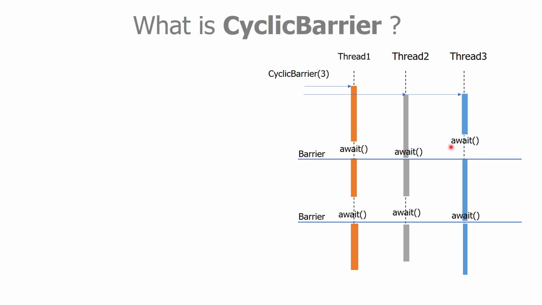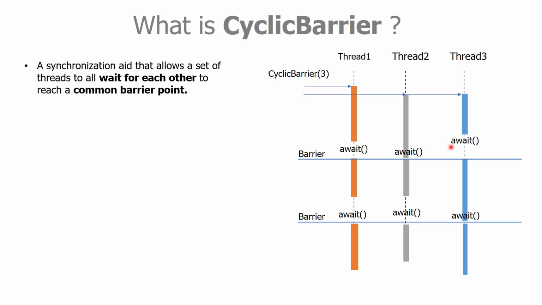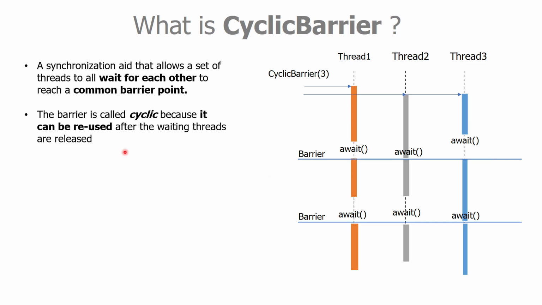So what is CyclicBarrier? CyclicBarrier is a synchronization aid that allows a set of threads to wait for each other to reach a common barrier point. The barrier is called cyclic because it can be reused after the waiting threads are released. So this can be reused unlike CountDownLatch. The await method blocks until the last thread in the party arrives. So await blocks each thread until the last thread arrives. Now let's jump into the code and see CyclicBarrier in action.